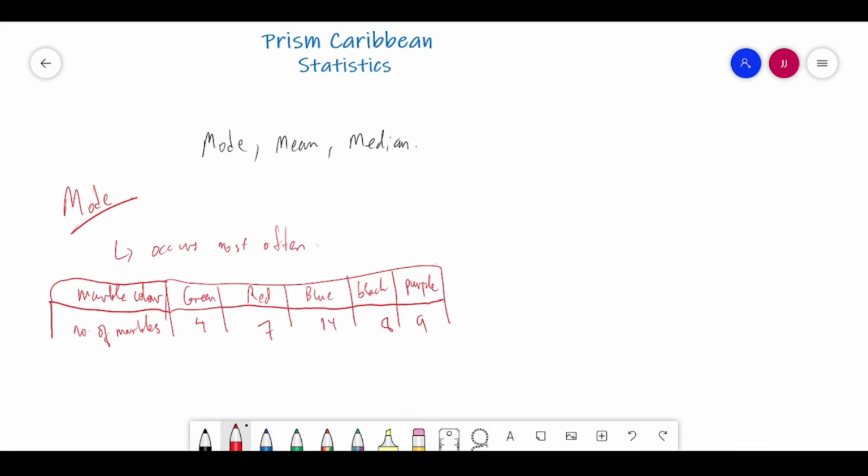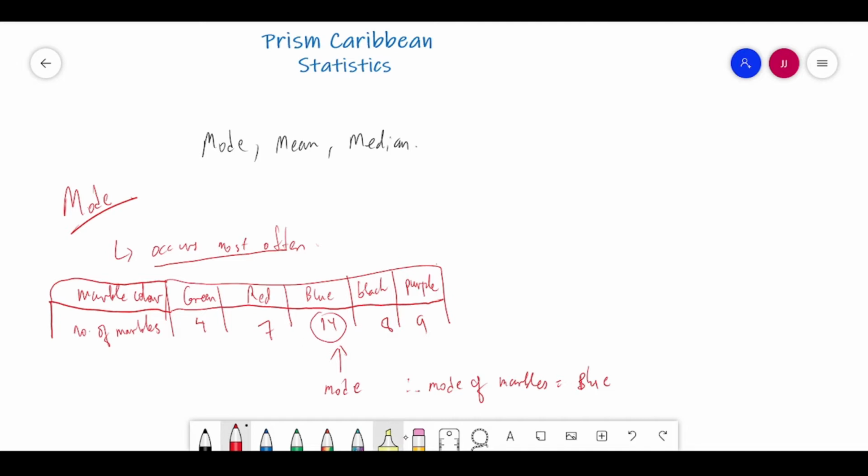We want to find the mode. Of course, the mode is the one which occurs the most often. Number of marbles, 14. You can see that that's the most out of all of them. So this will be the mode, right? So therefore, mode of marbles is equal to blue, right? Blue. And that's it pretty much for that. Mode is a very, very simple concept in math, right? It doesn't really get more harder than that.